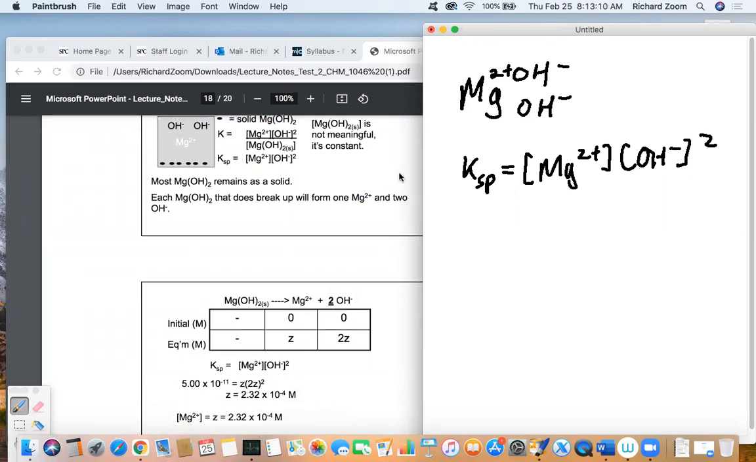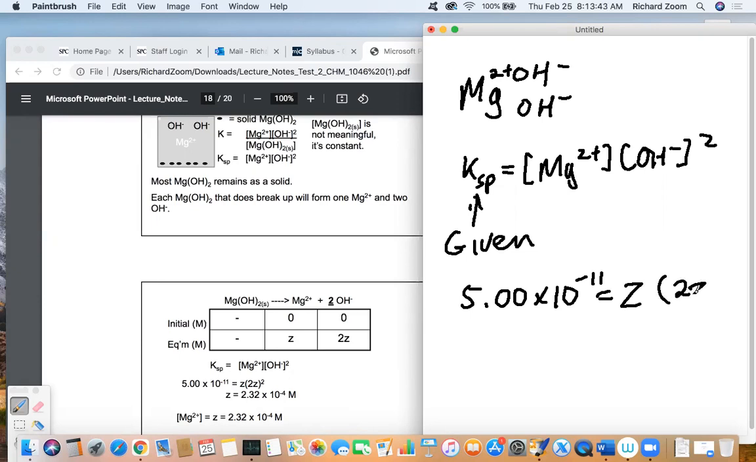So what we can do then, if we know what the Ksp value is, and that is a constant value that we can get from tables, and that is given, then we've got this situation here, 5.00 times 10 to the negative 11. Now these are always going to be small numbers for slightly soluble salts, because that's reflective of the fact there's not very much in the way of ions in solution at all here.